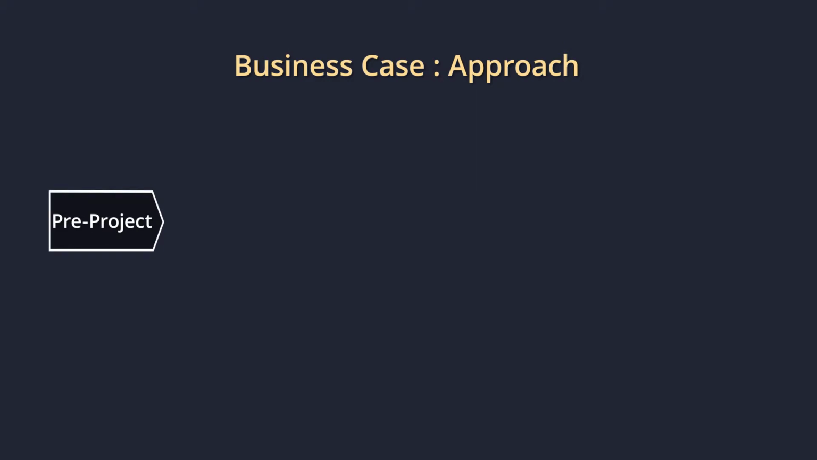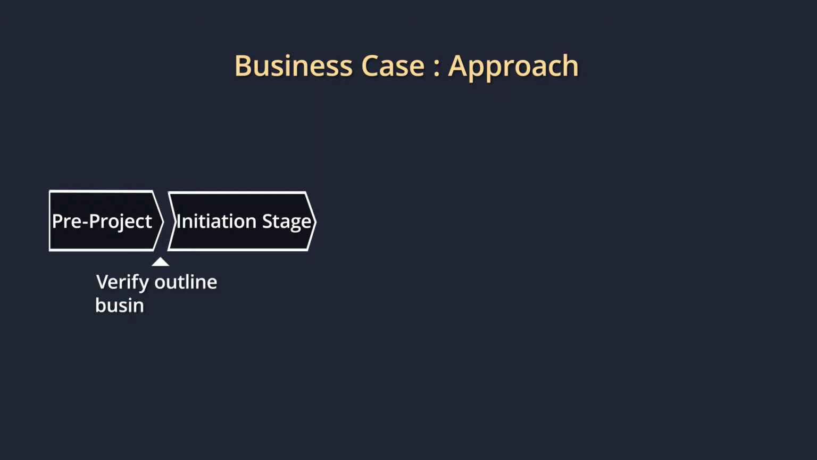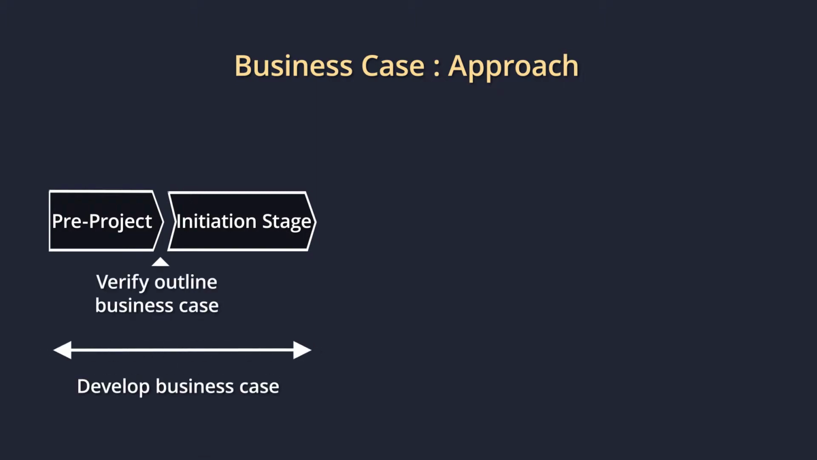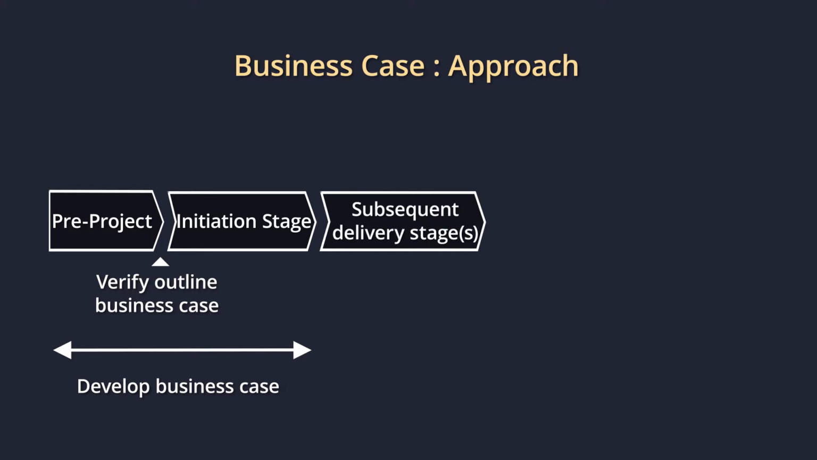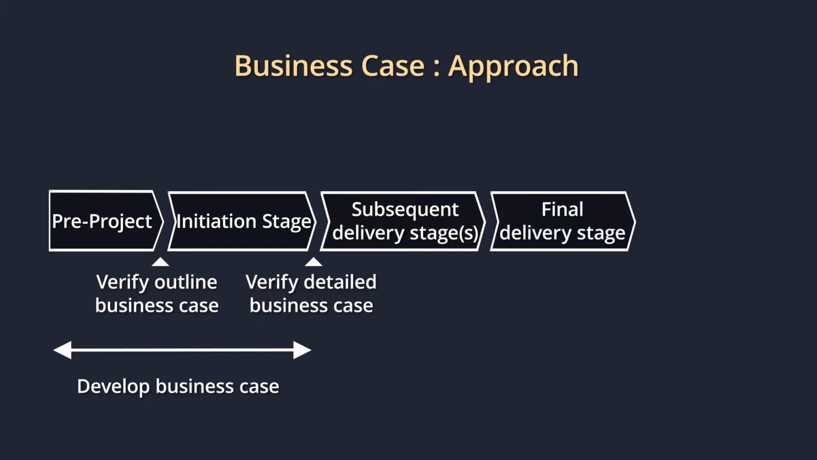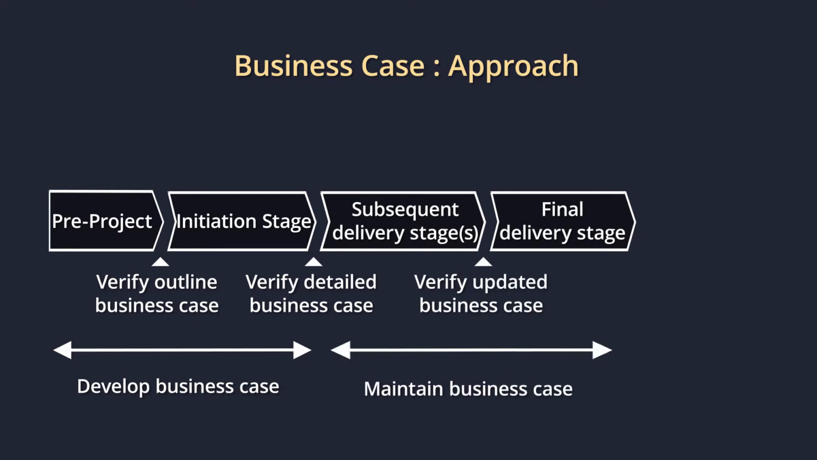Business cases are created during the pre-project stage as well as the initiation stage of the project. During the pre-project stage, an outline business case is created and verified before initiating a project. A detailed business case is created during the initiation stage of the project and verified before starting the next management stage. So, the detailed business case is verified at the end of each of the management stages based on the scenario of the project at that stage.